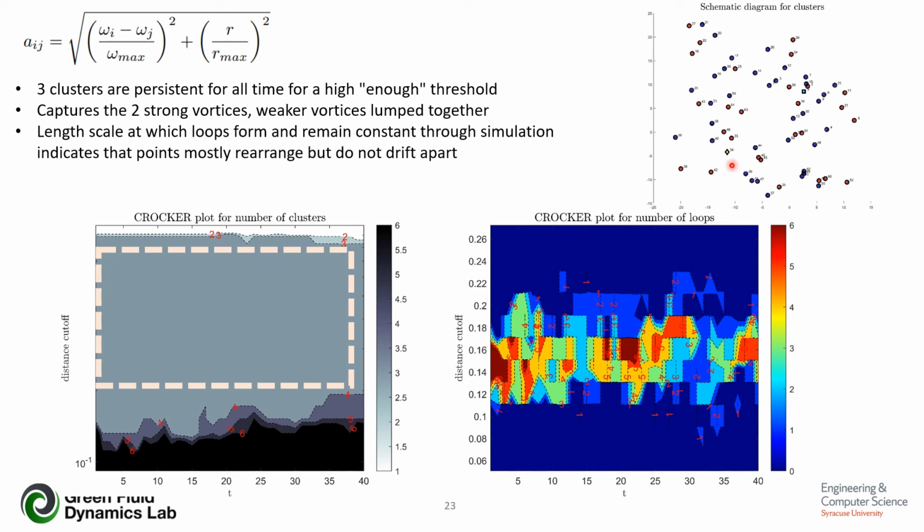We can tell that the 2 strong vortices are captured and identified as 2 components, while the rest of those weak vortices are all connected at this moment with a specific distance cutoff. And for plots of the number of loops, length scale in an area like this, the loops form and remain constant through the simulation, which indicates that the points mostly rearrange but do not drift apart.